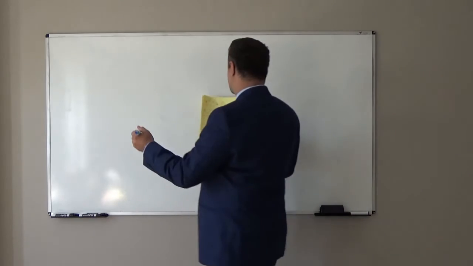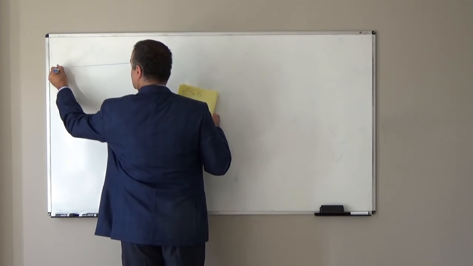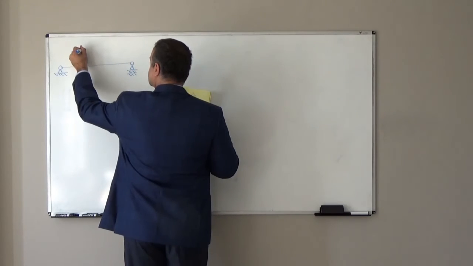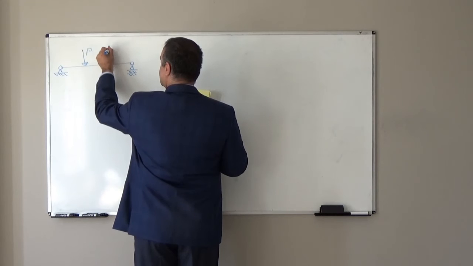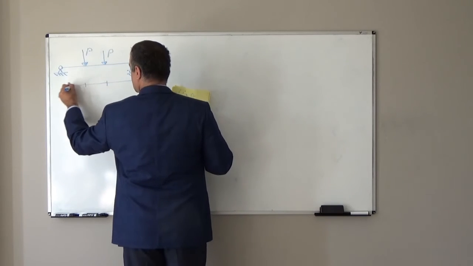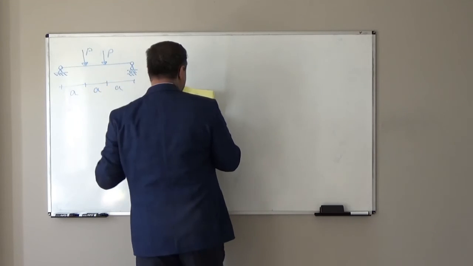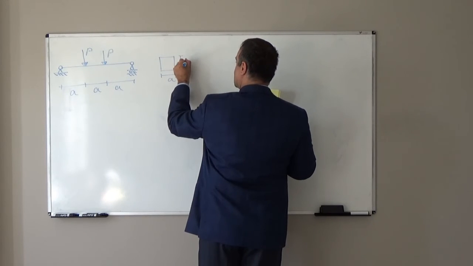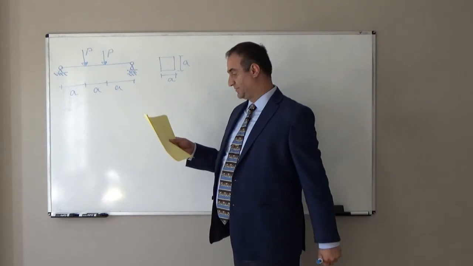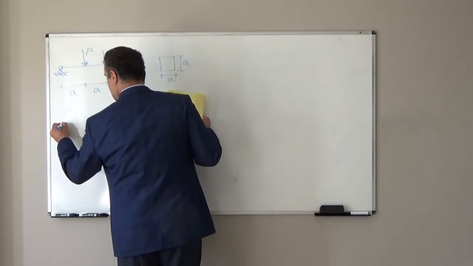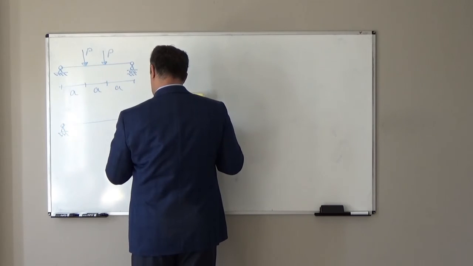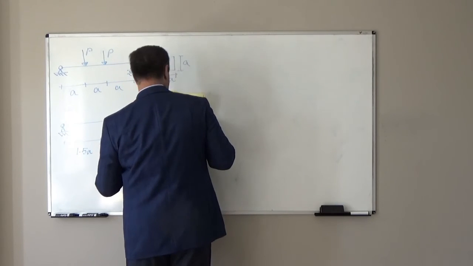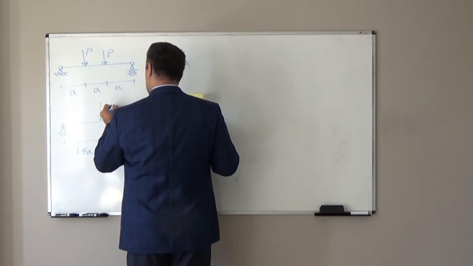We have two simply supported beams. This beam is subjected to two identical concentrated loads at a distance of A. The cross section for this beam is a square shape, A and A, and the external load magnitude is P and P. Another beam, the length is the same, but at mid-span, we have a concentrated load 2P.